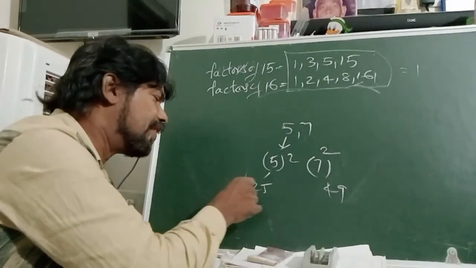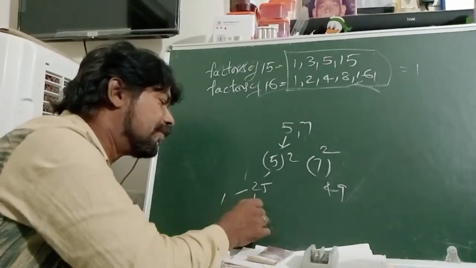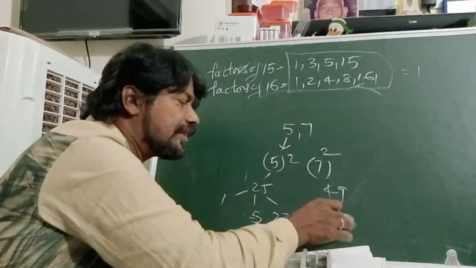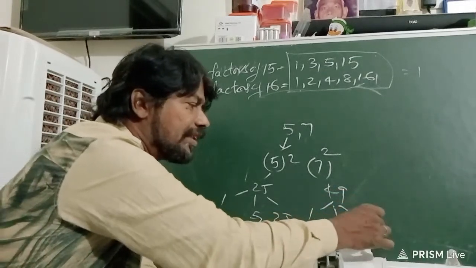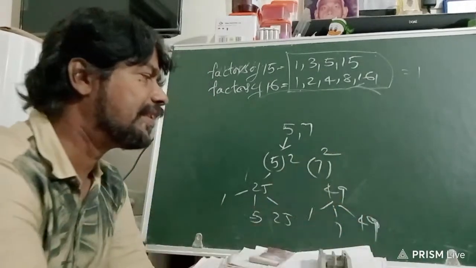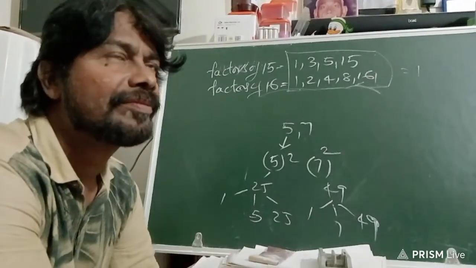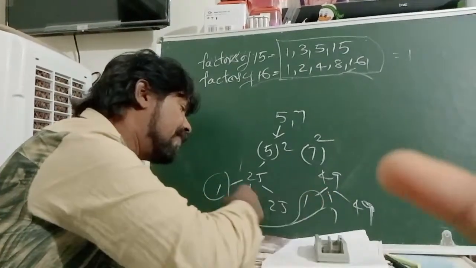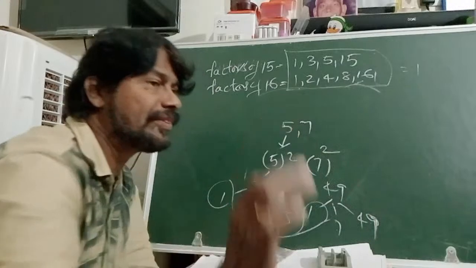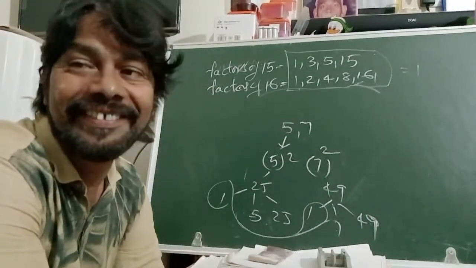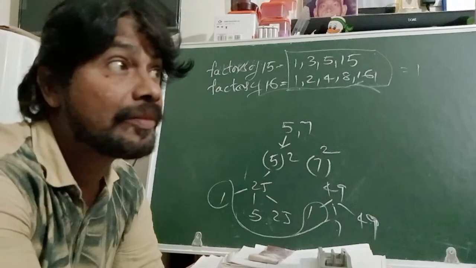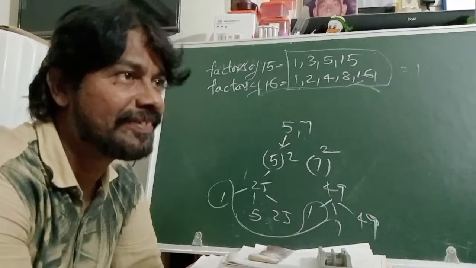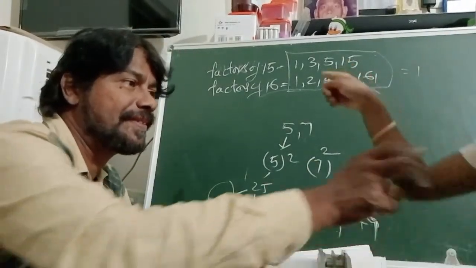Factors of 25: 1, 5, 25. Factors of 49: 1, 7, 49. So here 1 and 1 are the common factors. Here 5, 25, 7, 49. So the squares of 5 and 7 are also co-primes.